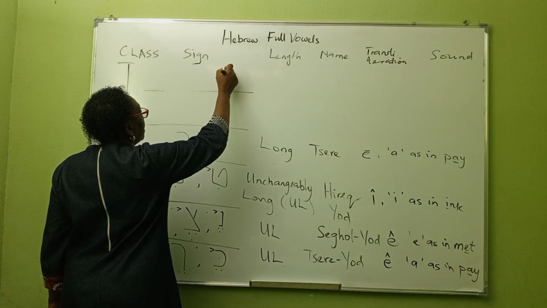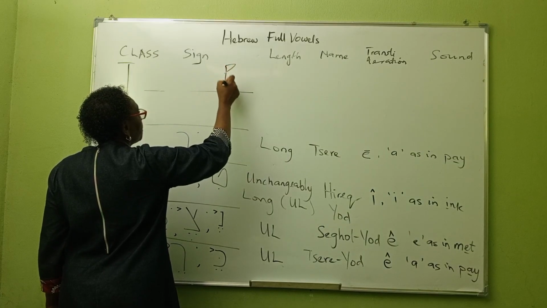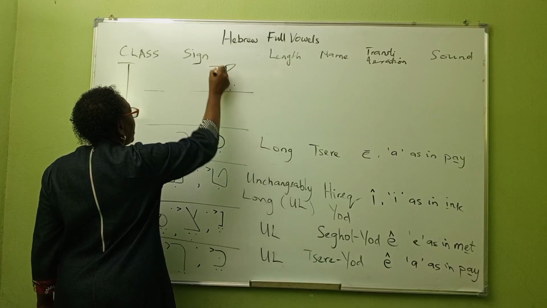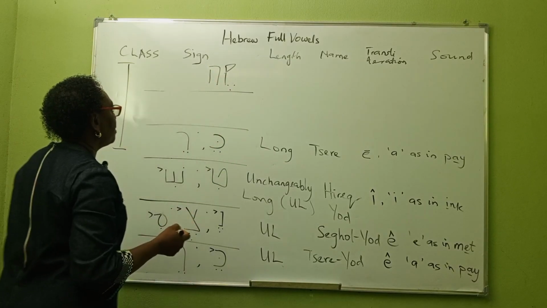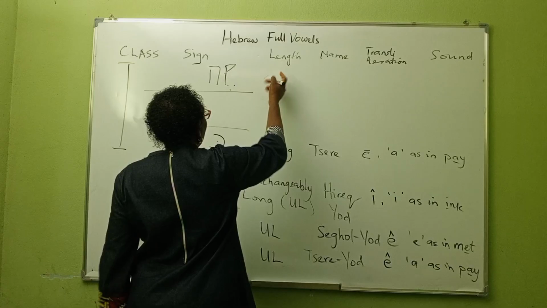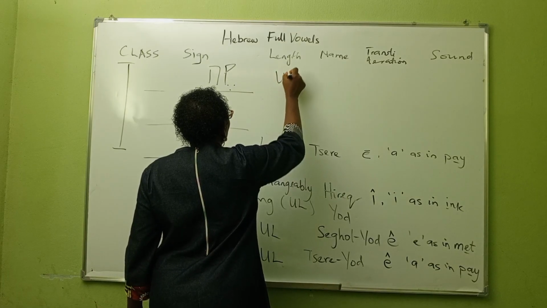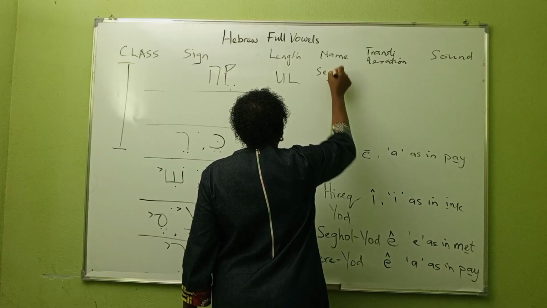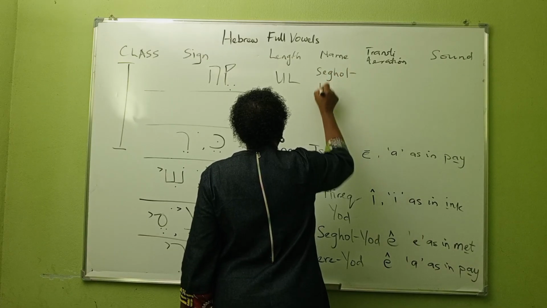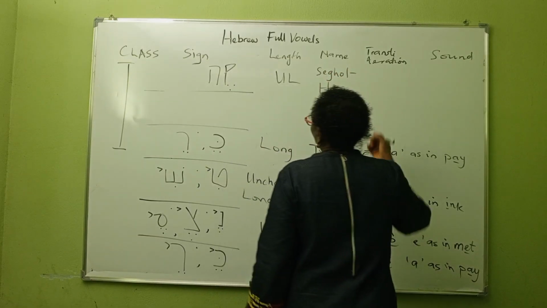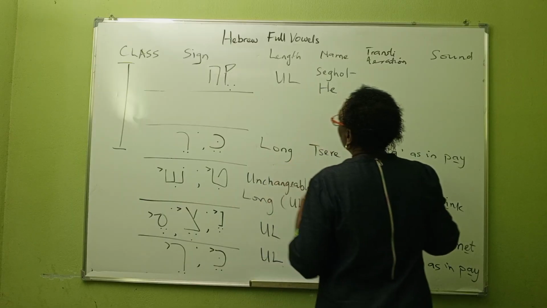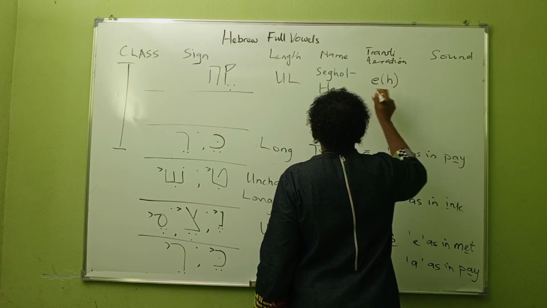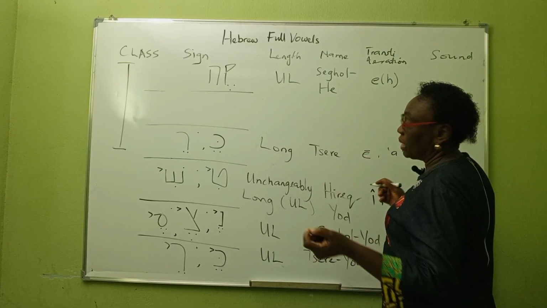Here, another one. I can use any other. Let me use kof, which we used before. Let me say Segol He. In terms of length, it is unchangeably long. In terms of name, we call it Segol He. Transliteration, sometimes what they now do with this is to put this one and put the He in bracket, just as we did for Kamets He.